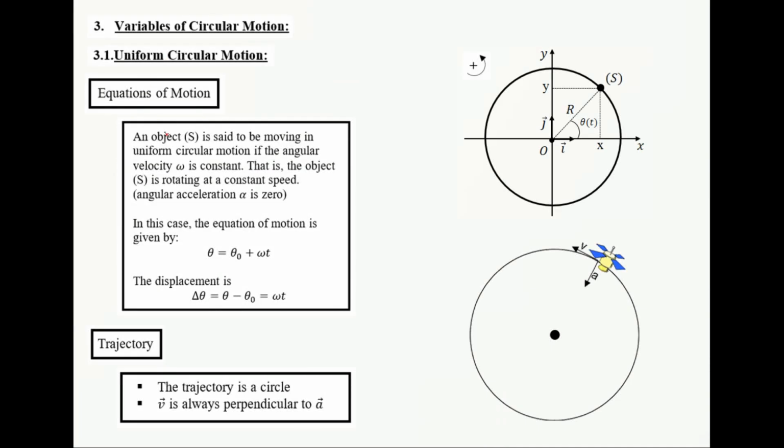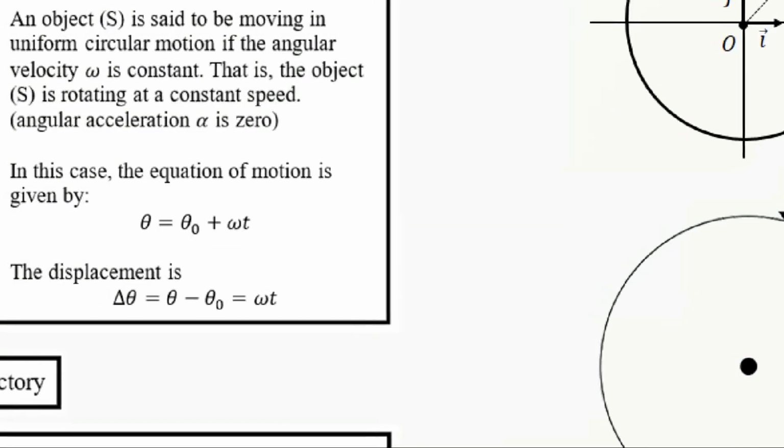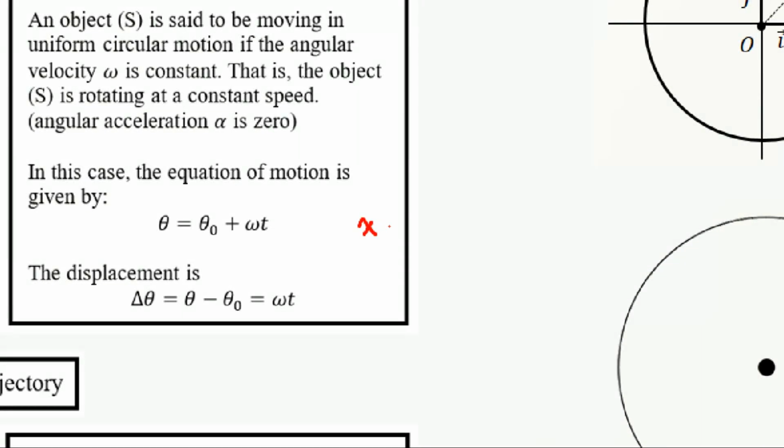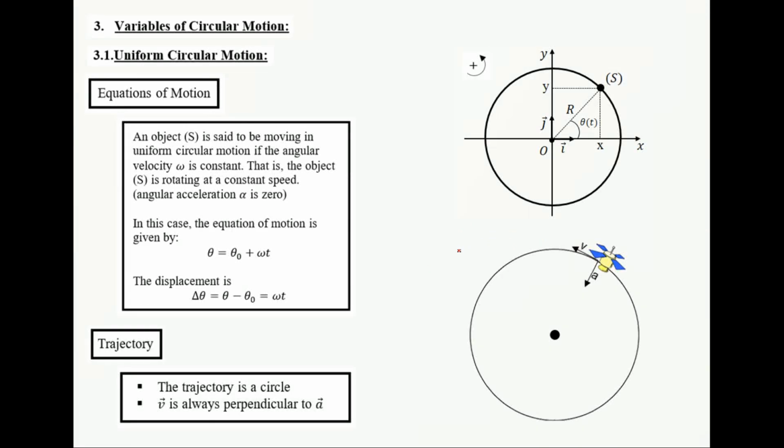So equations of motion: an object s is said to be moving in uniform circular motion if the angular velocity omega is constant, in analogy with uniform motion. That is, the object s is rotating at a constant speed and the angular acceleration alpha is 0. In this case, the equation of motion is given by theta is theta 0 plus omega t, in analogy with x is x0 plus vx t, but here omega doesn't carry any subscript because the motion occurs along a circle and not a sphere that exists in 3 dimensions. So here it's sufficient just to represent the motion via angular velocity along 1 dimension, which is omega.